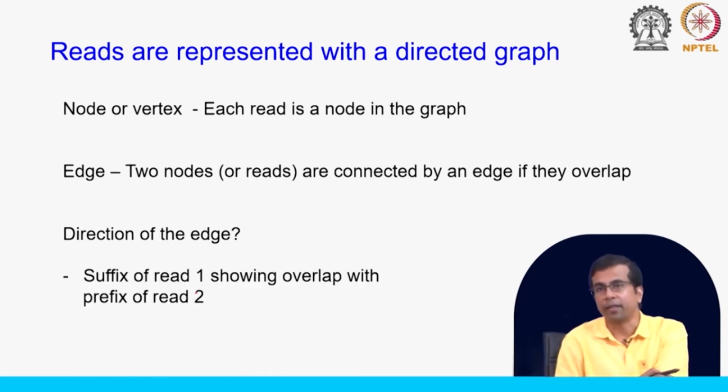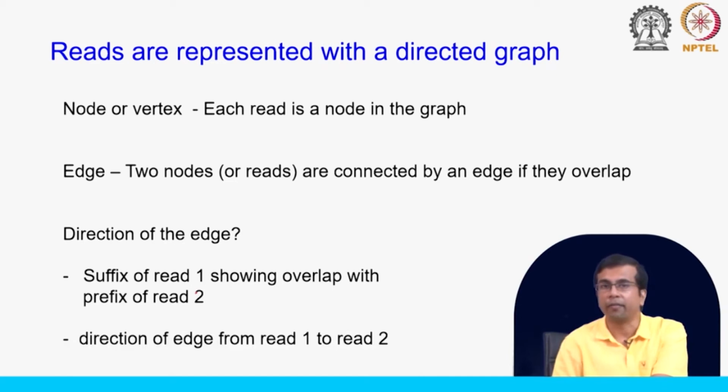So, this is decided by the following. If you are seeing overlap between read 1 and read 2, and the suffix of read 1 is showing overlap with the prefix of read 2, then we will add the direction of the edge from read 1 to read 2. So read 1 would be the starting node and read 2 would be the end node for the arrow. The direction would be from 1 to 2.